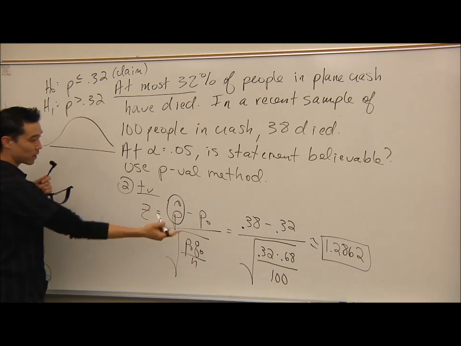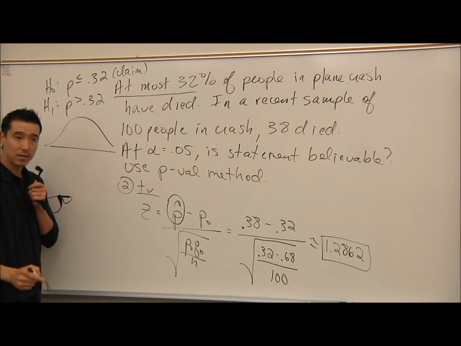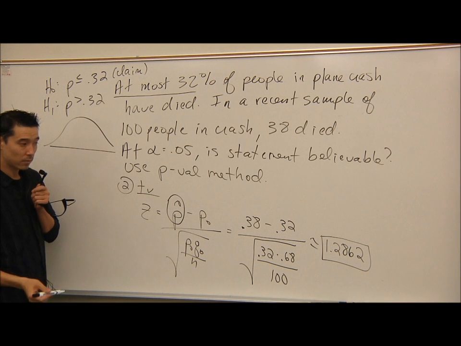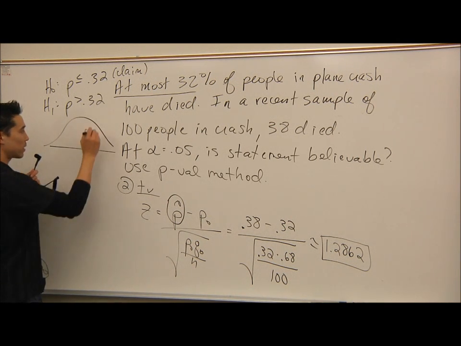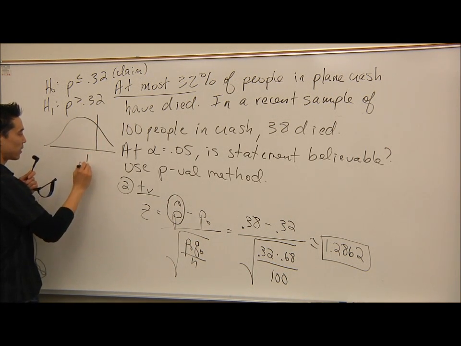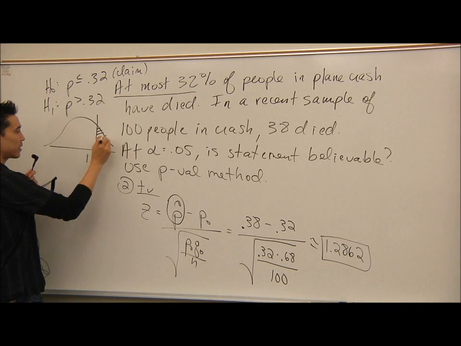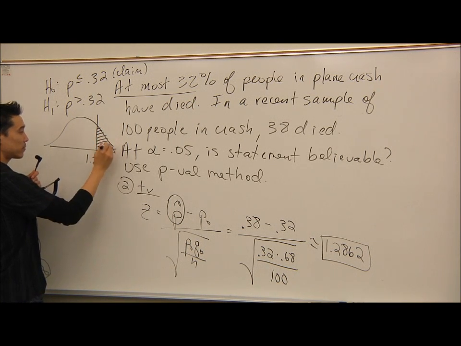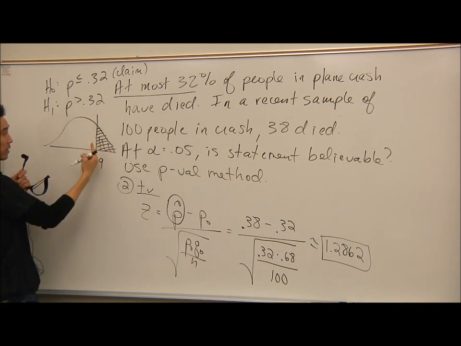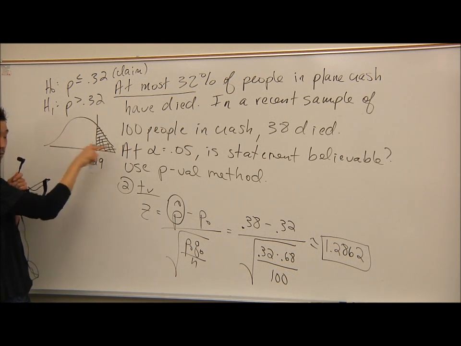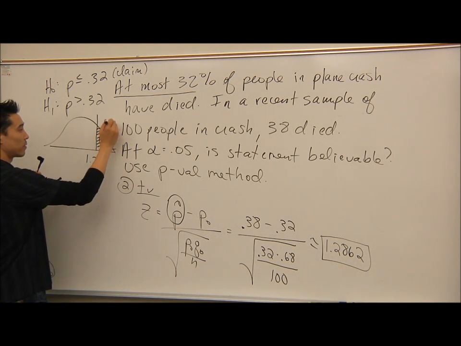I'm going to drop down my 1.2862. Because our book only goes to 2 decimal places, I'm going to round that to 1.29. So 1.29 is right here. And then because it's a right-tailed test, your p-value is the area to the right. That's very important. If it was left-tailed, it'd be all this area to the left, but it's right-tailed. So this is my p-value area.